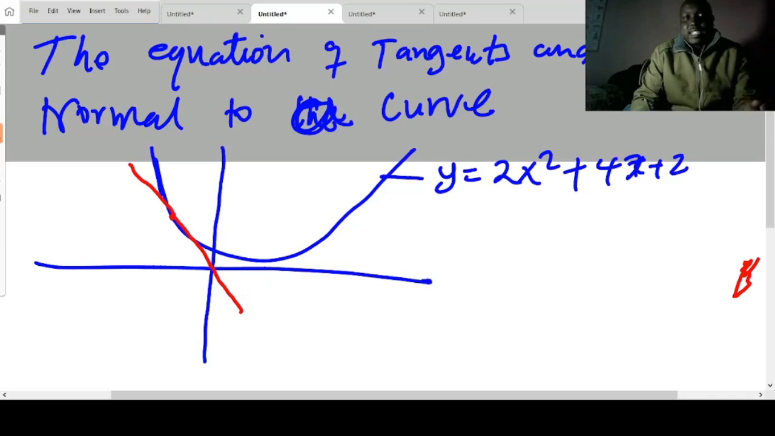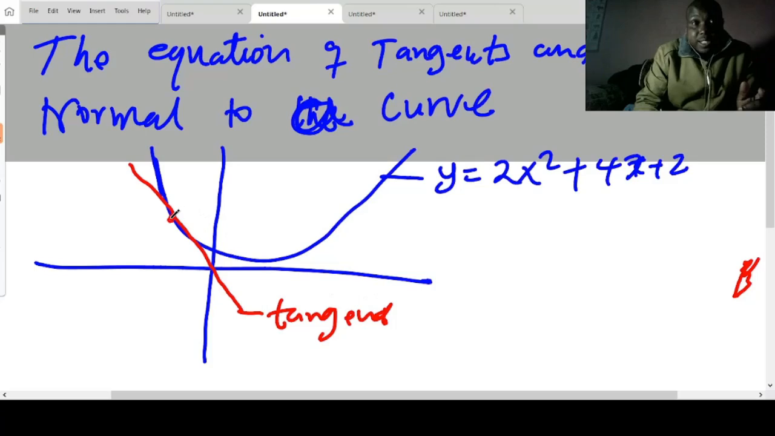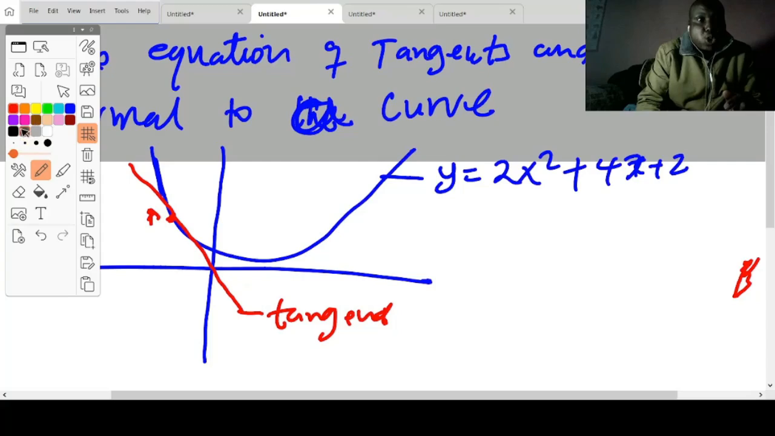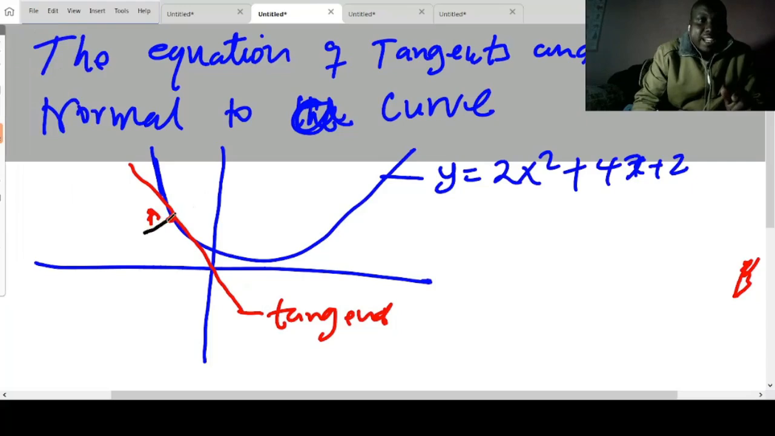That is a tangent. This one is what we call a tangent. I have drawn a tangent from the curve at this point. Let me call that point A. So the normal to the curve, to the tangent, is a line that is at that point which forms a perpendicular. So this one is the normal because it forms 90 degrees.